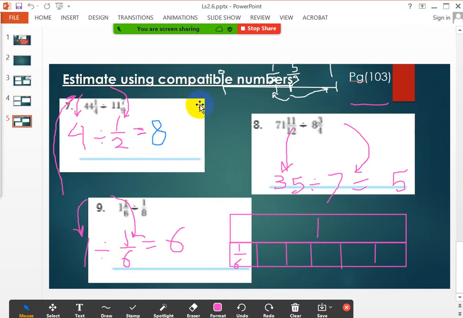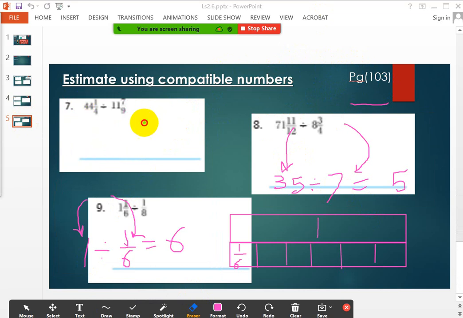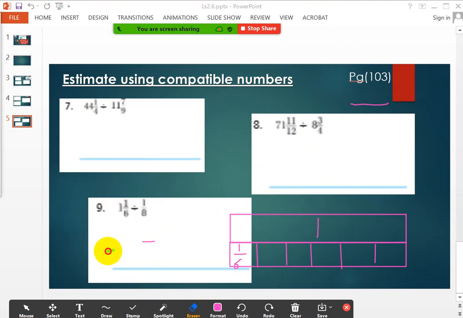Now let's move to the next exercise. Number 7. Can you read the number for me, Farah? 44 and 1 over 4 divided by 11 and 7 over 9. I want to round the numbers into compatible numbers. So what is the closest answer for 44 that is able to divide? The same, very good, because I can divide 44 by 11, right? Very, very good.